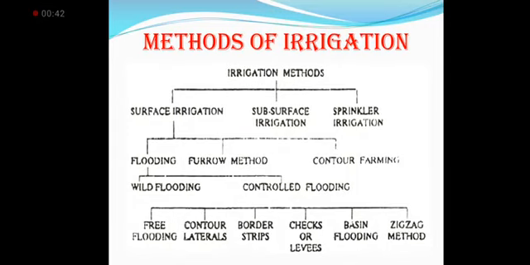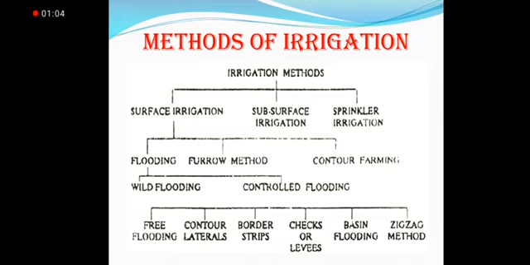Here we have various types of methods, that is surface irrigation, subsurface irrigation and sprinkler irrigation. These are subdivided. Surface irrigation can be divided into three parts, that is flood irrigation, furrow irrigation and contour irrigation. Flood irrigation is what we majorly use in India, that is wild flooding and controlled flooding.